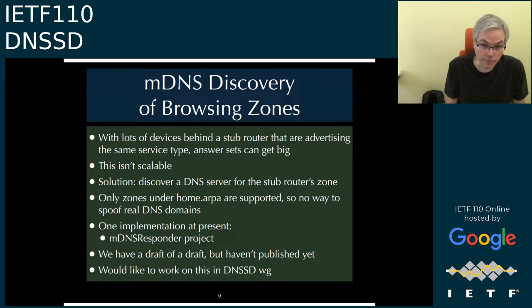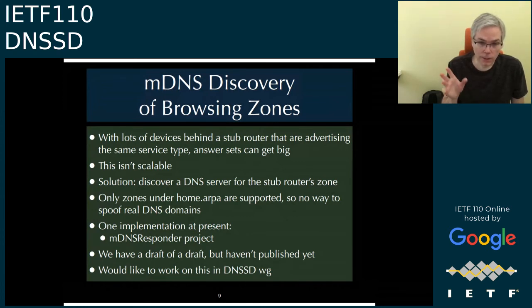So this is a solution to the problem of too much multicast traffic on your network. I'll talk a little bit about the problems with that later, because there are some issues that are more HomeNet specific than DNSSD specific about how to reduce multicast traffic. We have a draft on this. We haven't published it yet. A draft of a draft, I should say. It's not in Internet-Draft form yet, and that's going to be worked on in DNSSD. But I mention it here because it's a service that you would expect to exist on a stub router. Next slide.